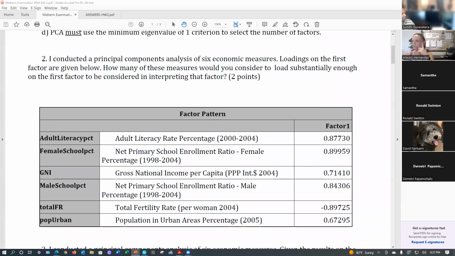Look at this one. Part 2. I conducted a principal component analysis of 6 economic measures. Principal component loadings on the first factor given below. Actually, it's a factor analysis. How many of these measures would you consider to load substantially enough on the first factor to be considered in interpreting the factor? If you really want to consider this factor to be a reasonable factor, how many of these variables would load on this factor? You see the loadings.